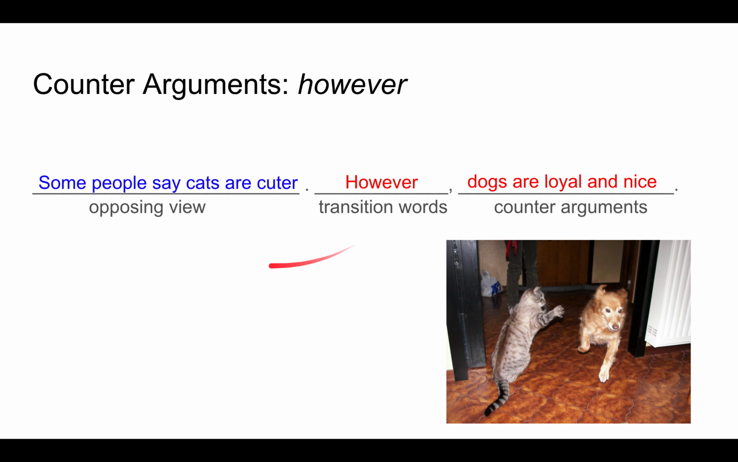Let me say that one more time. Introduce my opposing view. Some people say cats are cuter. Signal a counter argument with a transition word. However, give the counter argument. Dogs are loyal and nice. I know dogs are better. Some people say cats are cuter. However, dogs are loyal and nice. Let me give you another example.